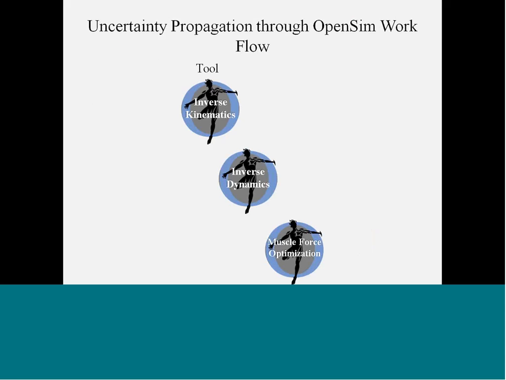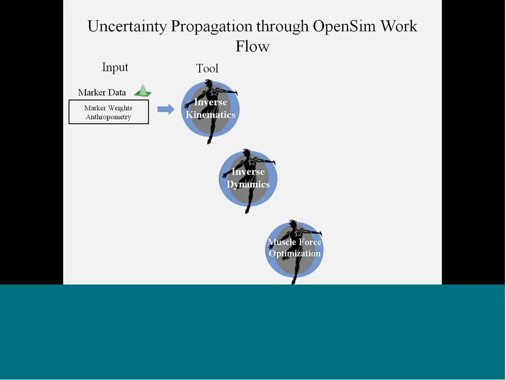So we know that a typical OpenSim workflow goes from calculating inverse kinematics to inverse dynamics and finally to muscle force optimization. It's not the only way to calculate muscle forces, but this is a common workflow that we see in the literature. You begin with your input to your inverse kinematics being your marker data, any weights that you want to place on your markers, and the anthropometry.